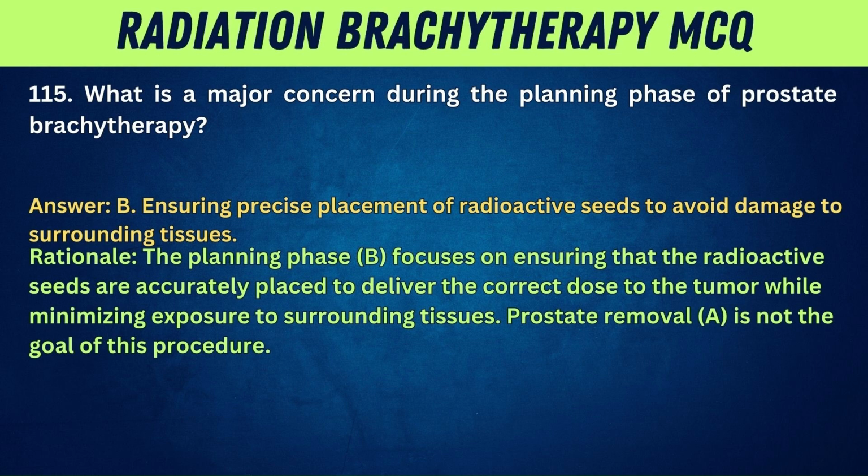Rationale: the planning phase, B, focuses on ensuring that the radioactive seeds are accurately placed to deliver the correct dose to the tumor while minimizing exposure to surrounding tissues. Prostate removal, A, is not the goal of this procedure.